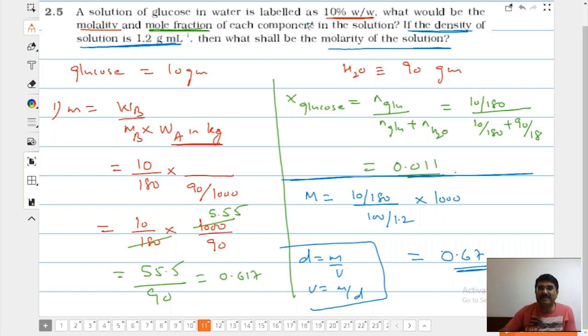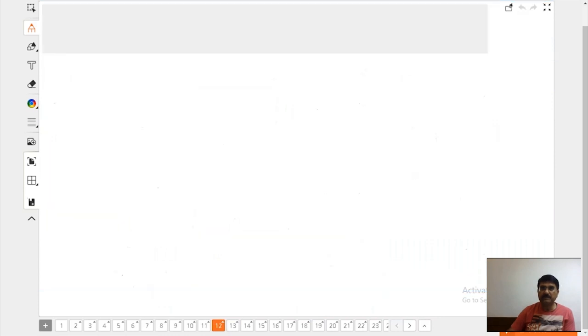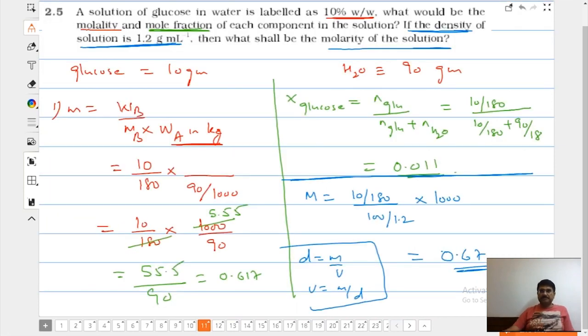Why 100, beta? Because it is percentage by mass. Total mass is going to be 100. Mass of the solution is 100. Percent में 100 ही होगा. Okay? Good. I'll be giving you few questions as homework.